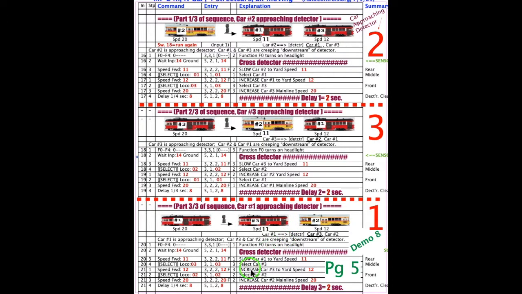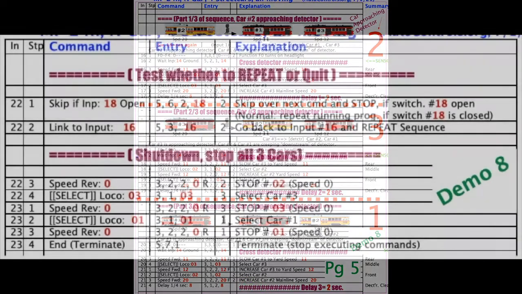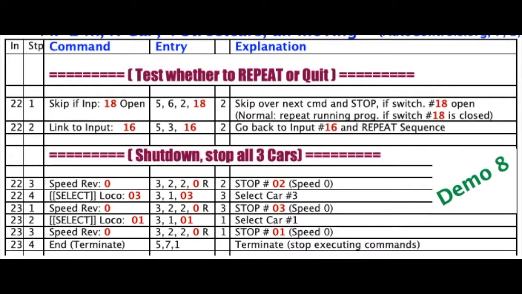Now we get to the bottom and it didn't fit on the page, but we go to the next page and we have our test whether to repeat or quit. Here's the last part of that Demo 8 for 3-car operation. We've completed our commands for our 3 cars up here, and we come down to this test to repeat again.